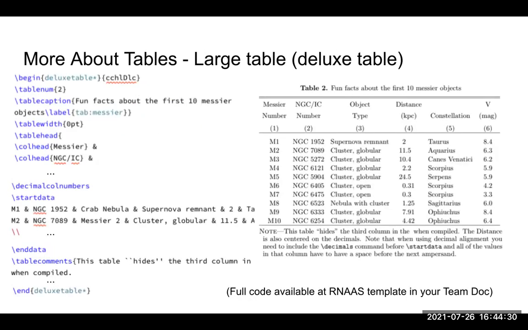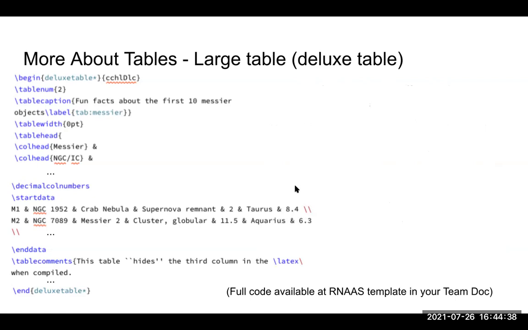Okay, any questions for tables? The table is clear? Yeah, go ahead. The table that you showed had a blank space in between two things, like between distance and V in the table. There's a blank space. How do you type in a blank space?